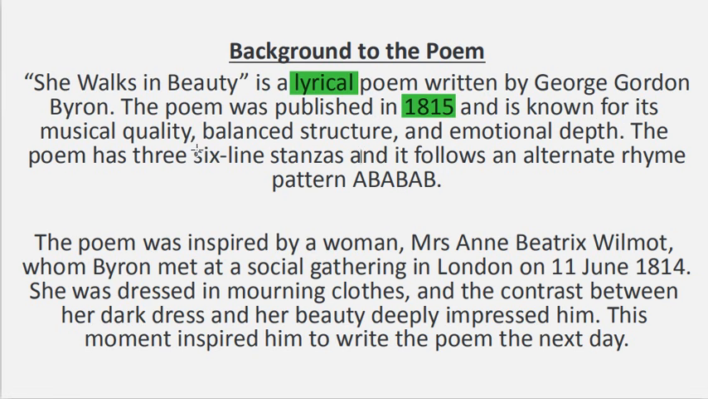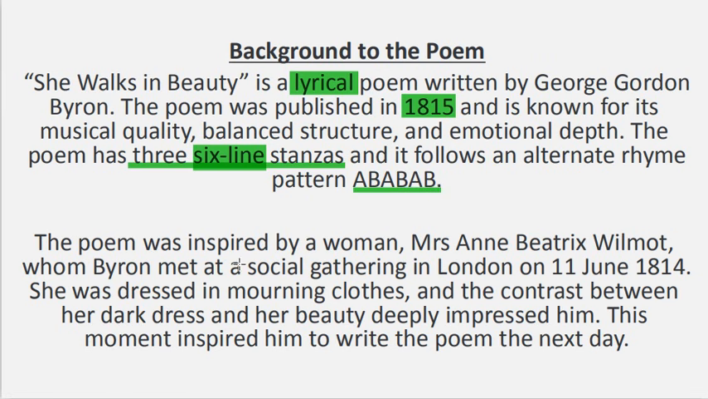The poem has 3 six-line stanzas. A stanza that contains 6 lines is called a sestet. So the poem is made up of 3 sestets, and it follows an alternate rhyming pattern: A, B, A, B, A, B.